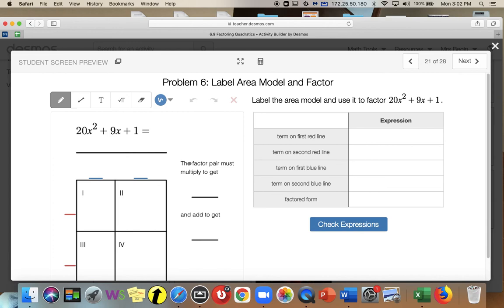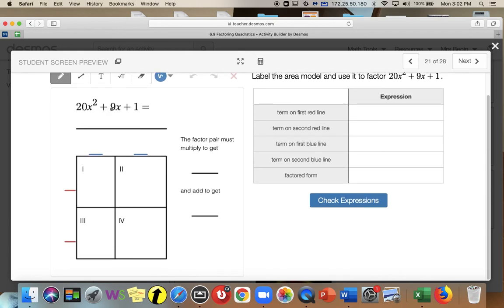This will be our last one that we do together, and then I'm going to give you a lot of work time in class to work through these. All right, so the first one, we got 20x squared plus 9x plus 1. What are 2 things that multiply to that? That's what we're doing.